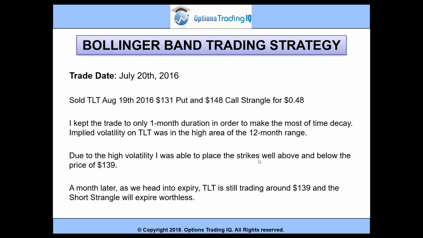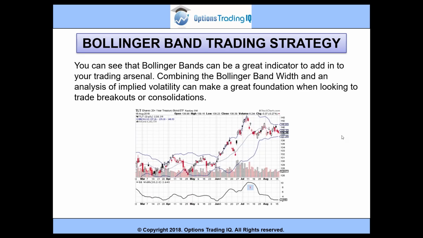So a month later, as we're heading into expiry, TLT still trading around 139, and the short strangle is going to expire worthless. You can see that the Bollinger Bands can be a great indicator to add into your trading arsenal. Combining the Bollinger Band width and an analysis of implied volatility can make a great foundation when looking to trade breakouts or consolidations. So here you can see that example, really huge run up from about 128 to 143.